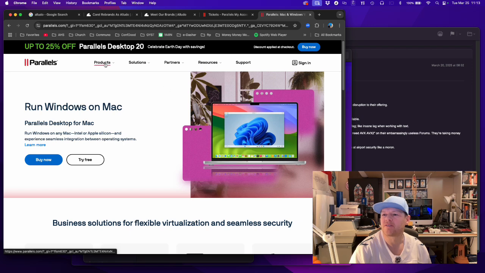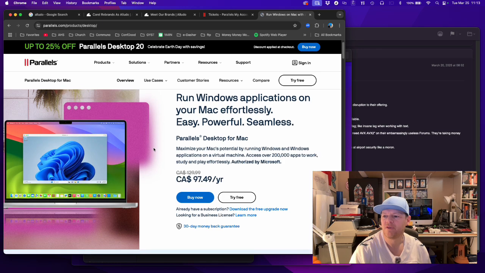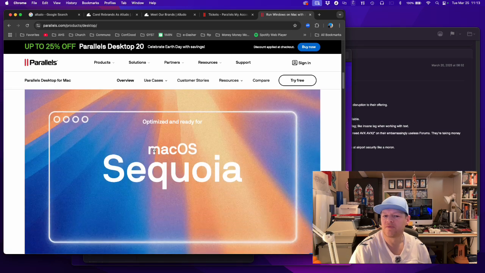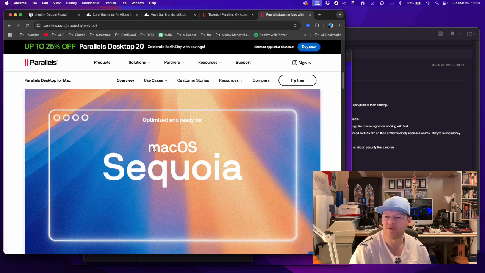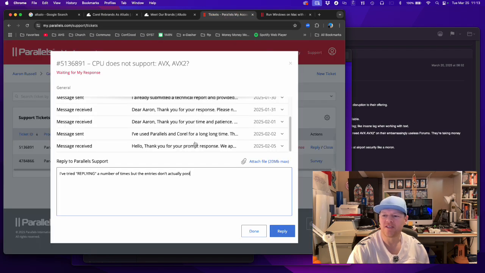Yeah, products. Parallels Desktop for Mac. I've talked about this before. "Optimized and ready for macOS Sequoia." It is in fact not. I can show you. I have tickets open.